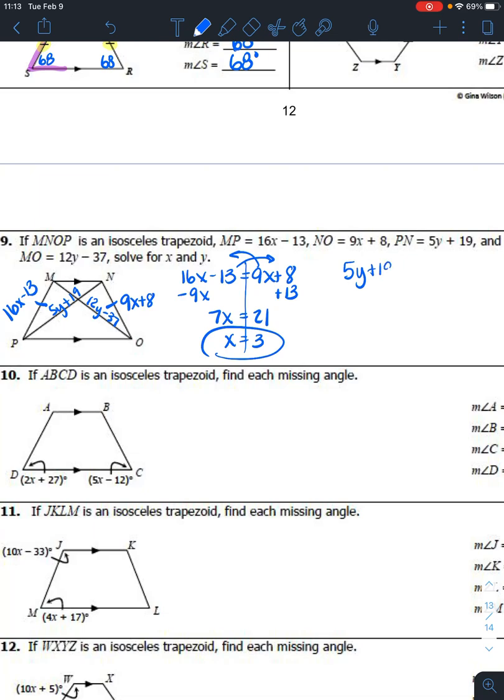So there's my x. And then my y, my diagonals are congruent to each other because this is an isosceles trapezoid. So 5y plus 19 is equal to 12y minus 37. Okay, now this time I'm going to move my y to the right. I always move my smaller one over to where the bigger number is. And I'm going to move the 37 over. So I'm going to subtract 5y from both sides and add 37 to both sides. So I get 7y, and 19 and 37 is 56. Divide both sides by 7 and you get that y is 8.